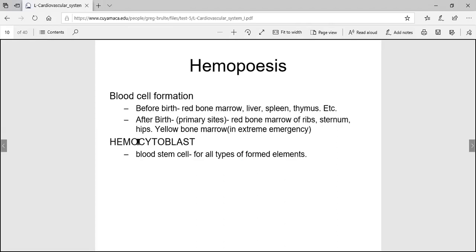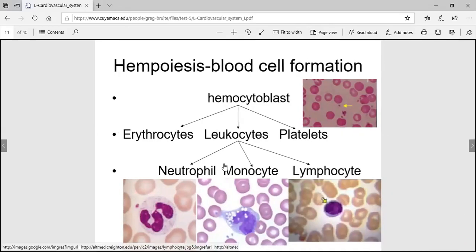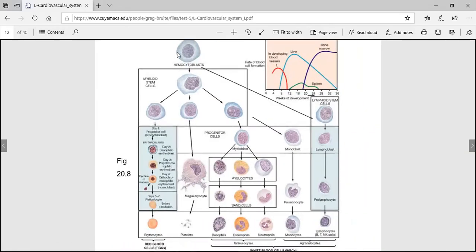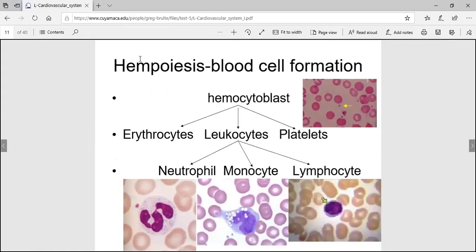Hemocytoblast is just the stem cell that can become any of these formed elements. Your book calls it something different now. Instead of hemocytoblast, they call it pluripotent stem cell. Same thing. I like hemocytoblast, easier. Hemopoiesis, that's just blood cell formation. So the hemocytoblast can become white blood cells, red blood cells, or platelets.